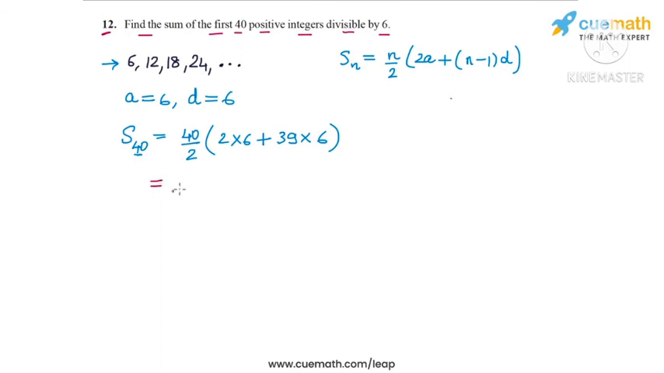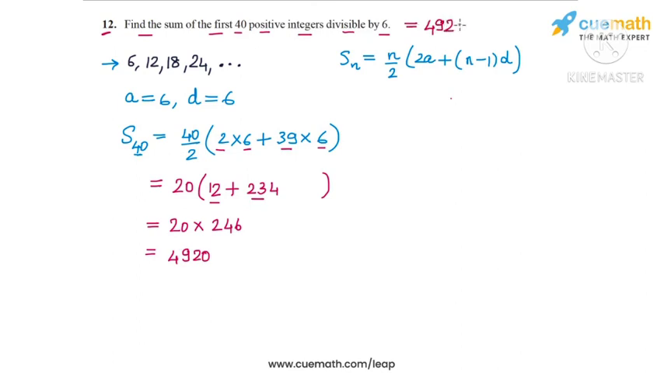So let's evaluate this. 40 by 2 is 20 times, in the bracket we will get 2 into 6, that's 12, plus 39 into 6, so that is equal to 234. So this is equal to 20 into 12 plus 234. So 234 plus 12 is 246. So 246 into 20 is equal to 4920. So the sum of the first 40 positive integers divisible by 6 is equal to 4920. And this is the answer of question number 12.